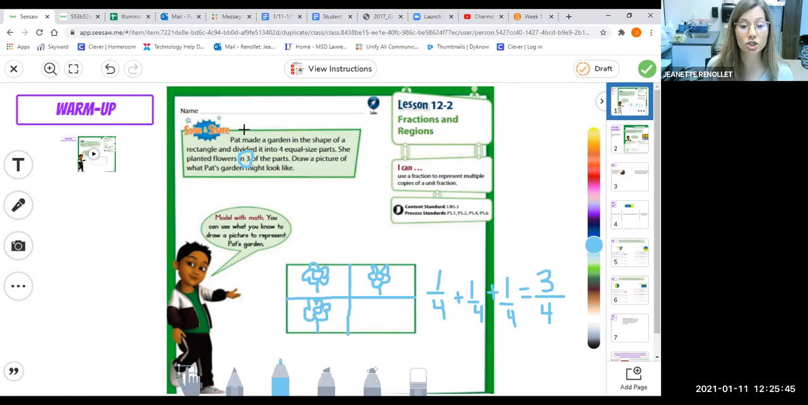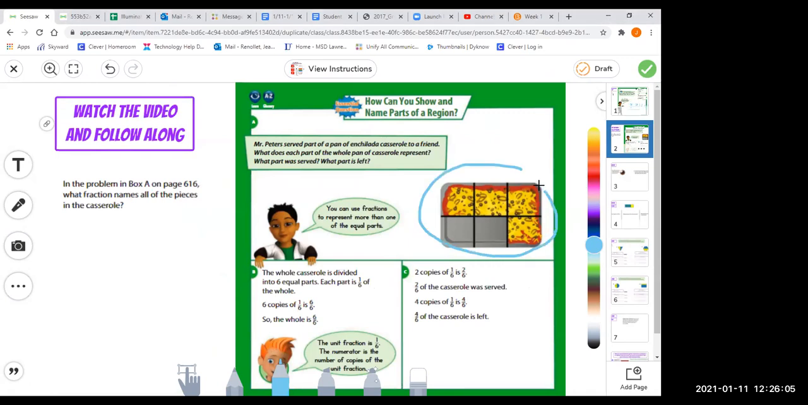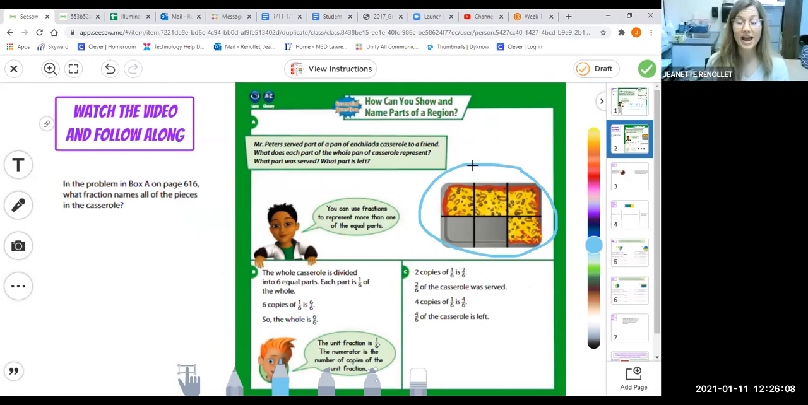We're going to go to slide 2 and we're going to look at another example together. Join me on slide 2. On slide 2, I see a picture of some food. I know we all know about food and we have to share the food with our family at home. So let's read about what this example says.